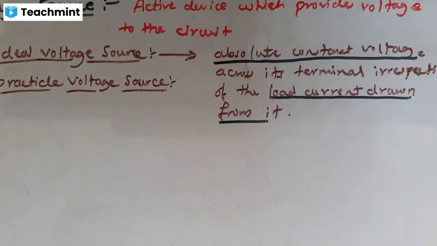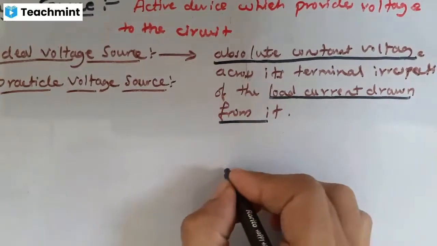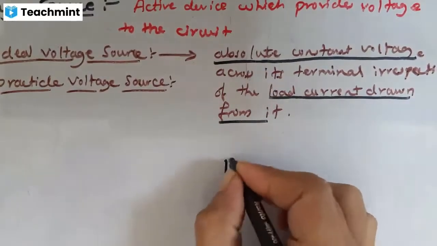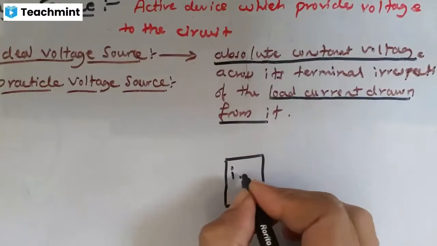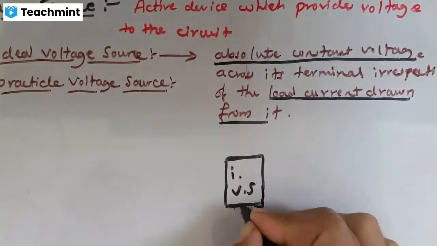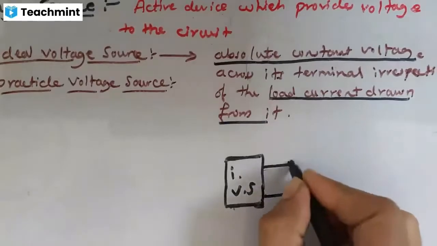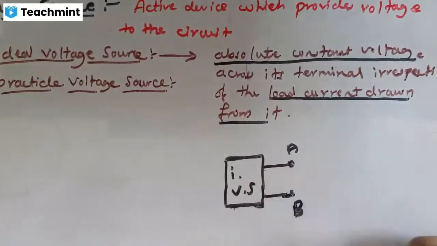So what actually does it mean? See, here I will draw a circuit diagram for that. Let me consider one source here. Okay, this is the ideal voltage source. It has two terminals, definitely two terminals. One terminal A, another terminal B. This is one voltage source, that is the ideal voltage source.